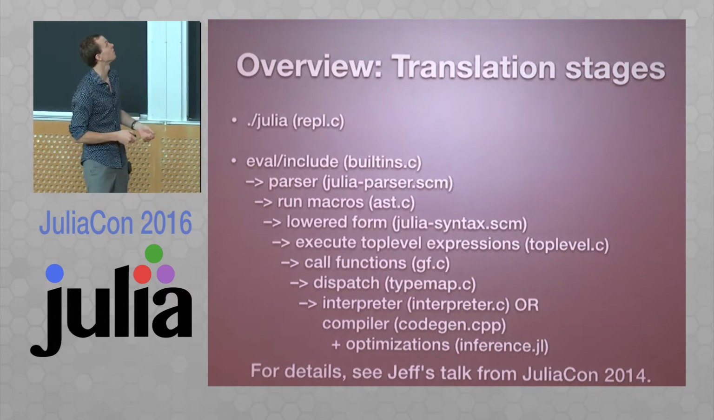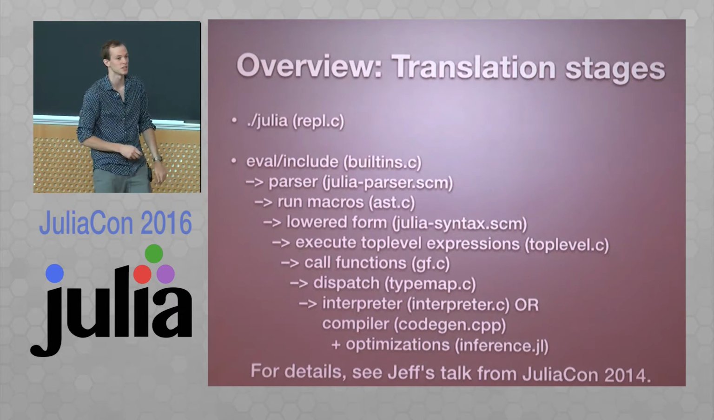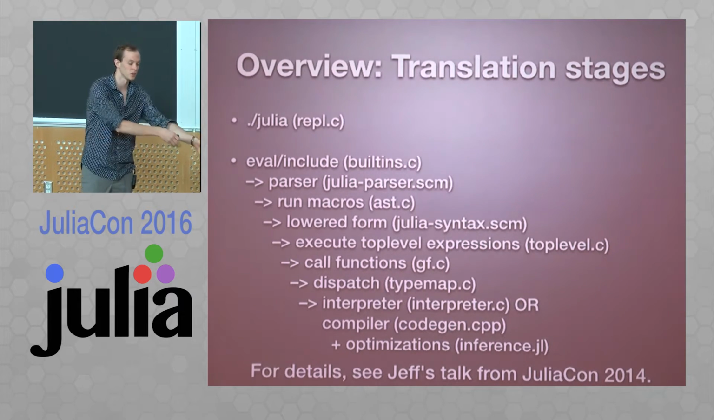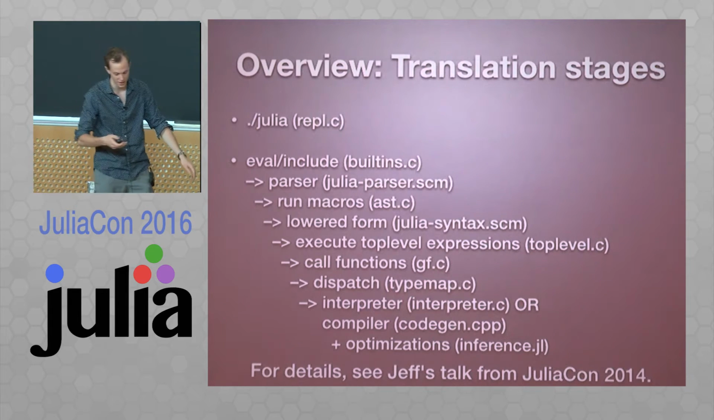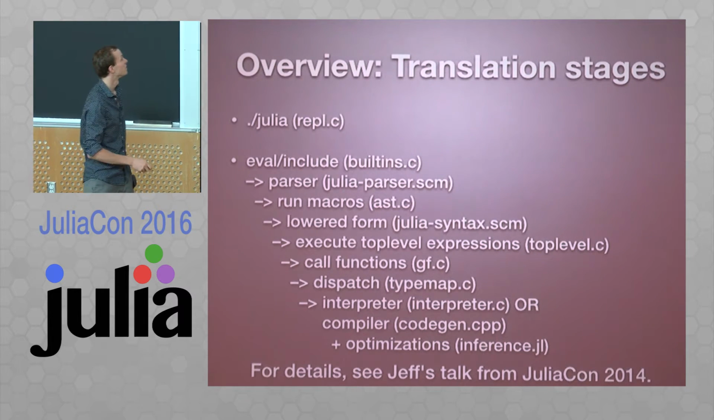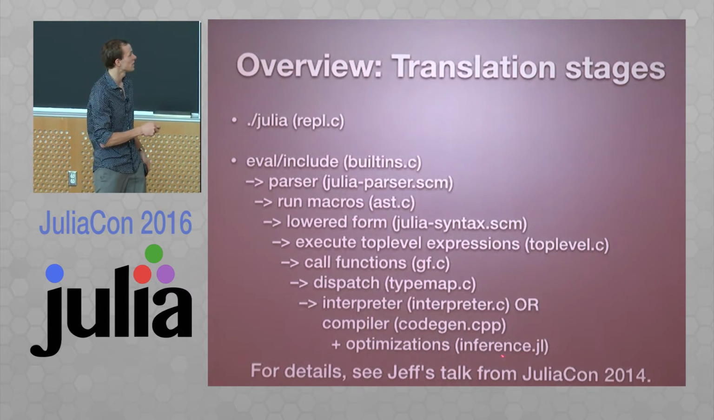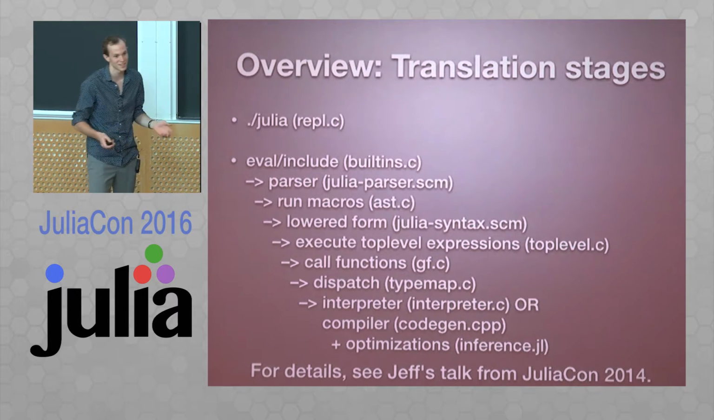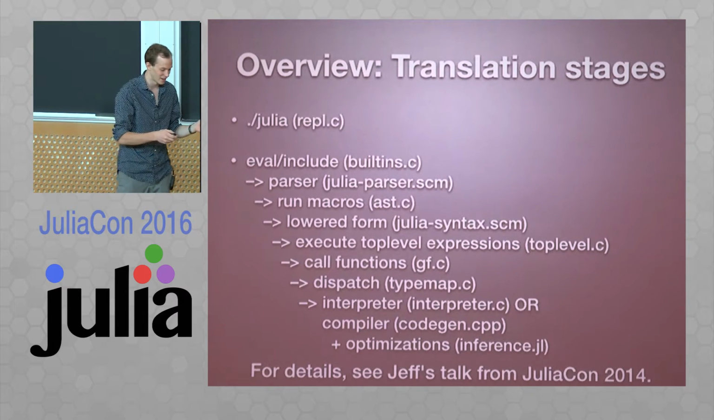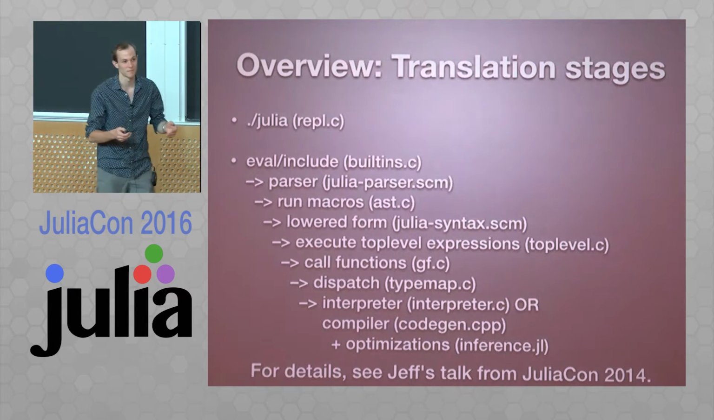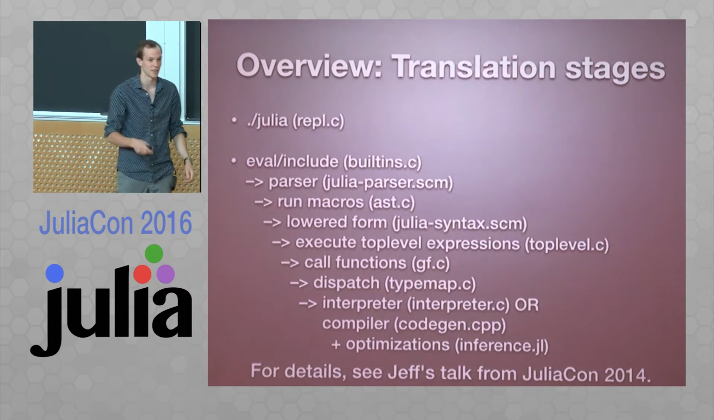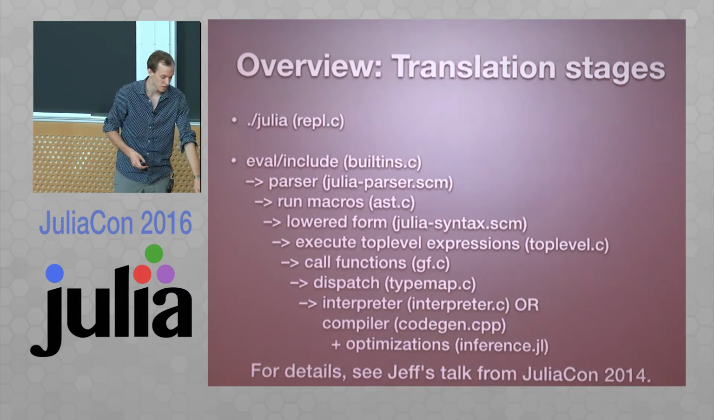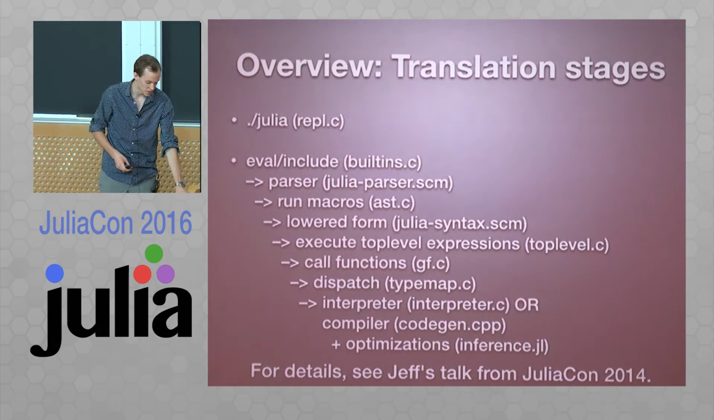One way to look at that is to go through all the translation stages that happened between here's a Julia file and here's the code that you get at the end point. I'm not going to look at this, though. Jeff talked about this in the JuliaCon talk of 2014. It's on YouTube, and you can go through this in detail and see how all of the data flows through the compiler on each of those stages.